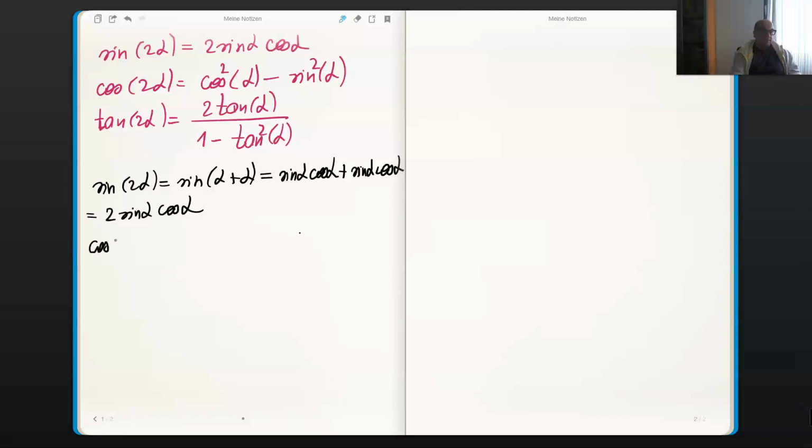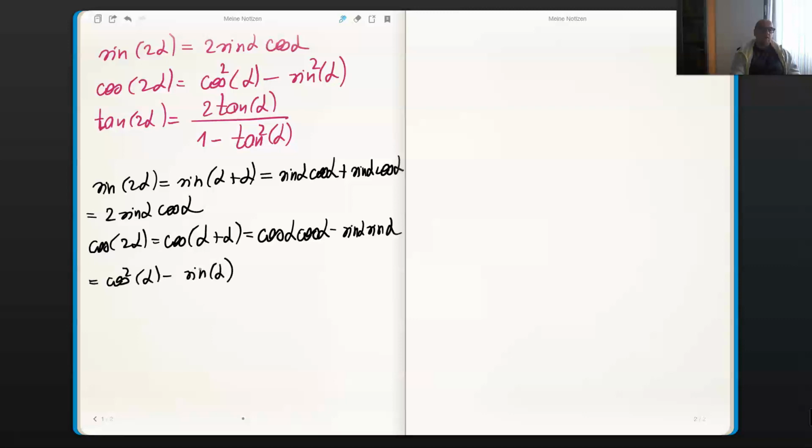Well, it's the same idea. Cosine of 2 alpha is equal to the cosine of alpha plus alpha. This is equal to cosine of the first angle times the cosine of the second one, but they're equal, minus the sine of the first times the sine of the second. So we're having cosine squared of alpha minus sine squared of alpha. All right, so this is also very nice.